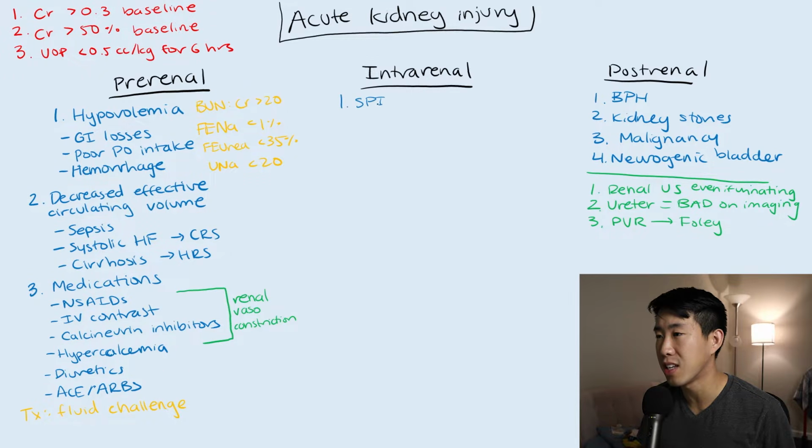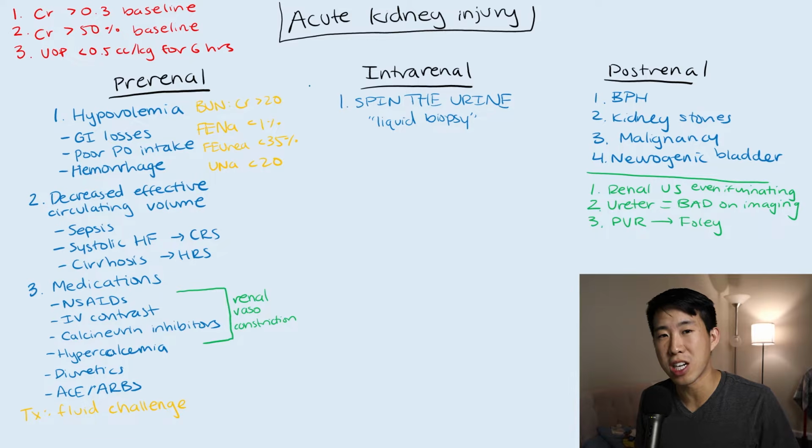So spin the urine. And this is really important. Basically, when I was on my nephrology rotation, this was called the liquid gold or liquid biopsy. And it really tells you a lot about what's going on with the patient. The easiest way to do this is you just go ask the nurse to collect a urine sample, right? Got some urine sample.